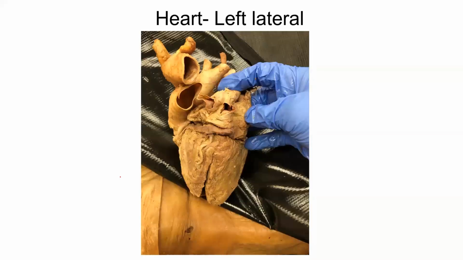Okay. Here's a left lateral view where we can see some of those left structures. So the left marginal artery coming off of the left circumflex. Now the left circumflex is sort of hidden beneath the vein here, and I'll point it out a little bit later.